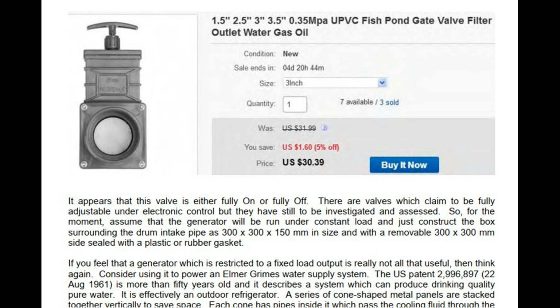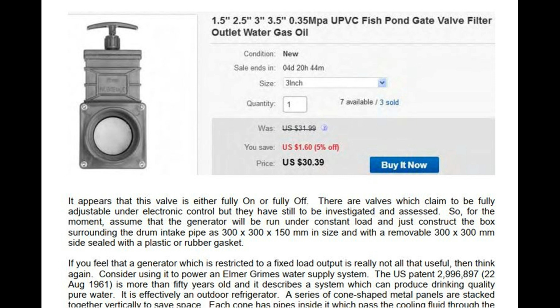If you feel that a generator which is restricted to a fixed load output is really not all that useful, then think again. Consider using it to power an Elmer Grimes water supply system. U.S. Patent 2,996,897, August 22, 1961, is more than 50 years old, and it describes a system which can produce drinking quality pure water. It is effectively an outdoor refrigerator.